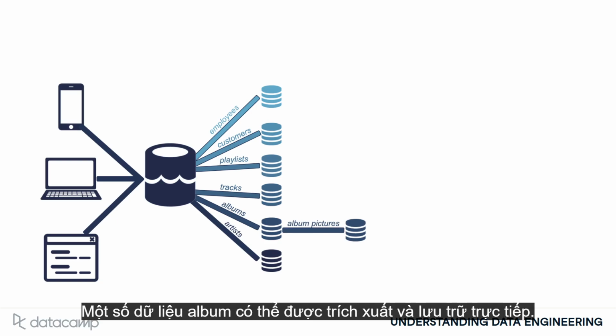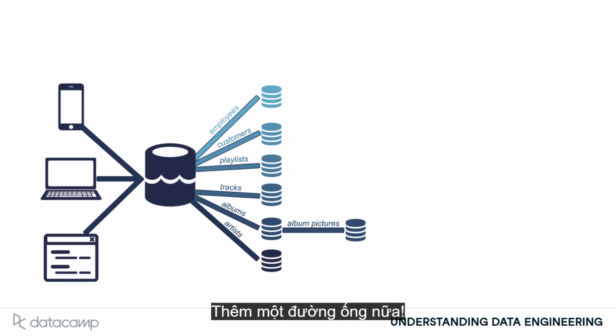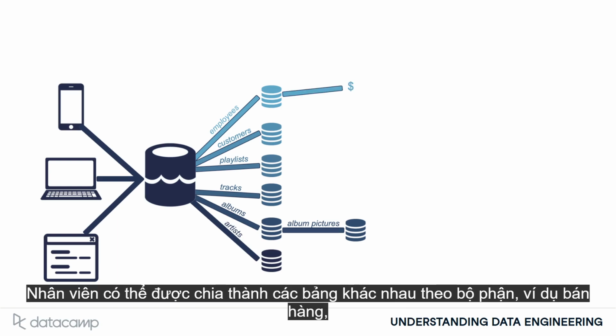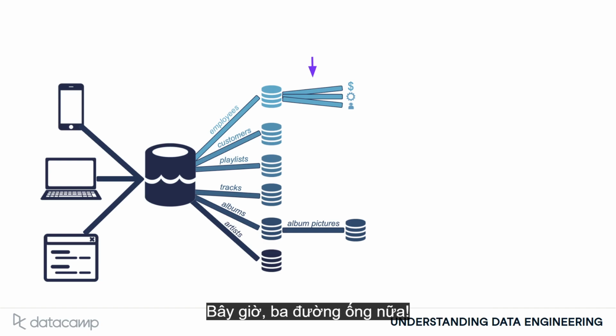Some albums data can be extracted and stored directly. For example, album cover pictures all have the same format, so we can store them directly without having to crop them. One more pipeline. Employees could be split in different tables by department, for example sales, engineering, support, etc. We will talk about tables in chapter 2 as well. For now, 3 more pipelines.